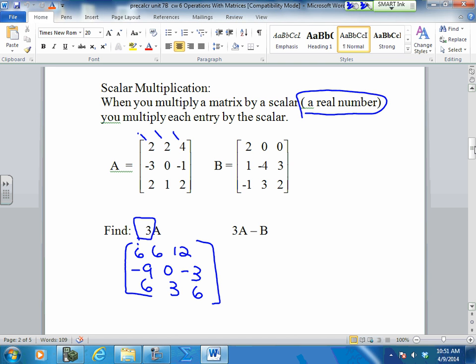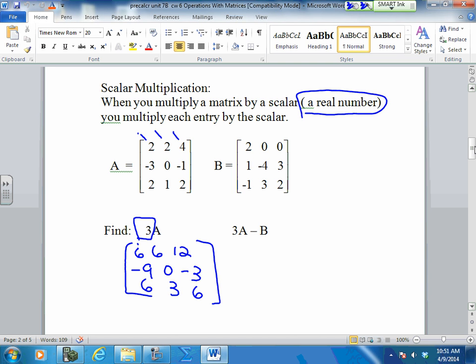Scalar multiplication just says multiply every entry by that number and give me a new matrix. Now my new matrix will be in the exact same order as my original matrix because I'm not changing anything.